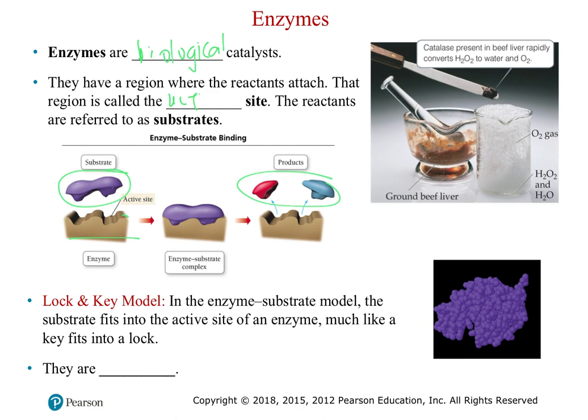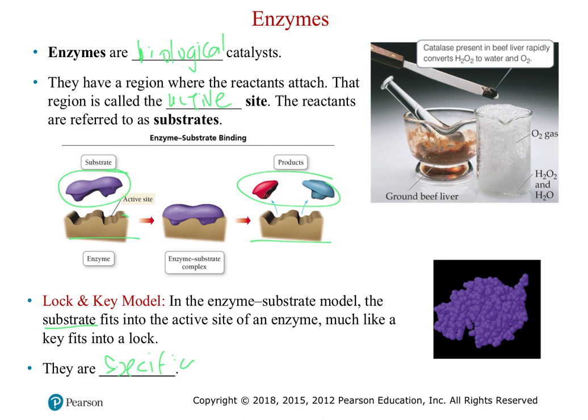So let me just write active site here. The lock and key model says that the substrates fit perfectly into the enzyme, much like a key into a lock. These enzymes are specific to this one type of reaction, and other substrates won't be able to bind because they don't fit that reaction. So they are very specific to the substrates and that type of reactant.